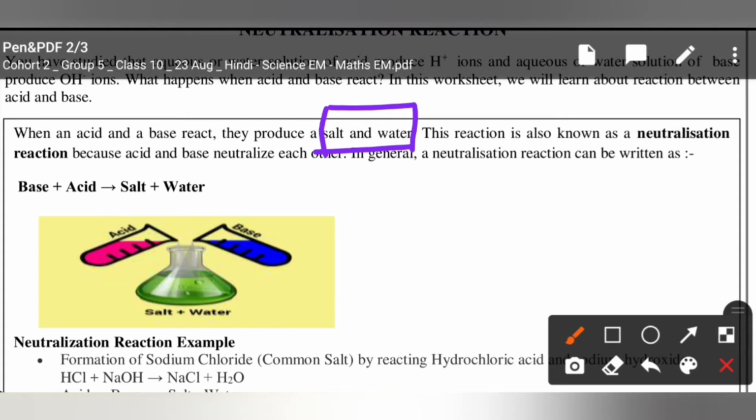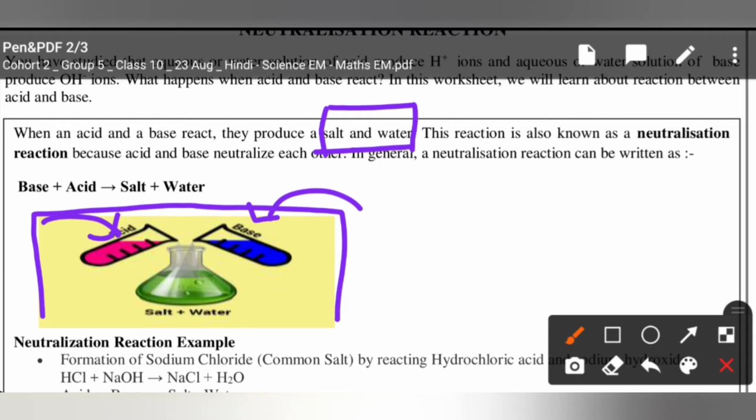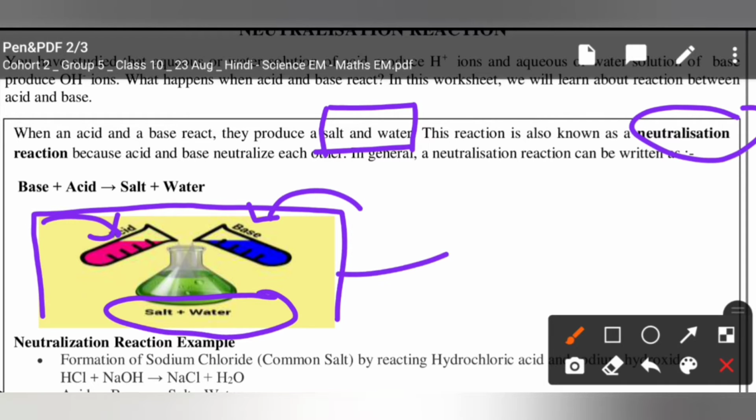You can see clearly in this picture, this is acid and this is base. When the reaction is done, it forms salt and water. This reaction is also known as a neutralization reaction. This reaction is given a special name, that is neutralization reaction. Why is this neutralization name given? Because acid and base neutralize each other.